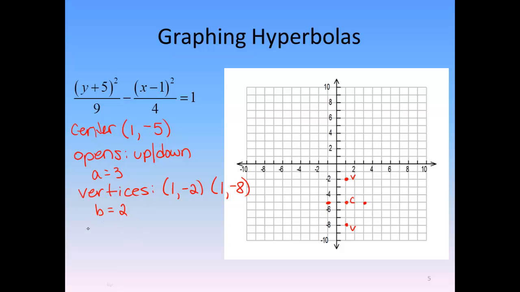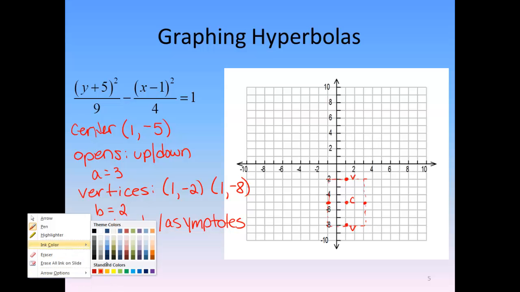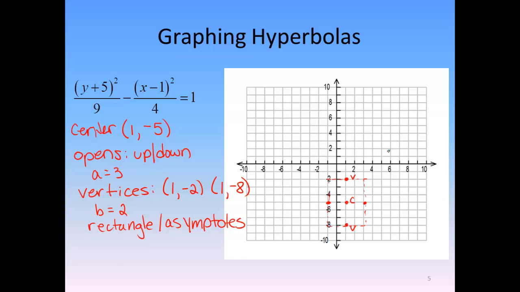Using that, now I'm going to draw my rectangle and the asymptotes, which are the diagonals of the rectangle. So my rectangle, the vertices and these other dots are the midpoints of its sides. Use the horizontal and vertical lines. Draw in the asymptotes through the center and the diagonals of the rectangle.